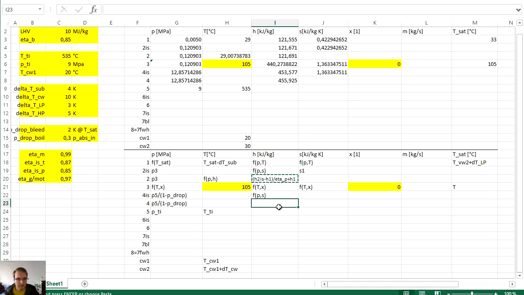Here it's fairly similar, just we switch the numbers, so instead of 2 and 1 it will be 4 and 3. And as you can see, we have pressure, we have enthalpy. Again, same as for the first pump, we can get the temperature. So the temperature is a function of pressure and enthalpy.